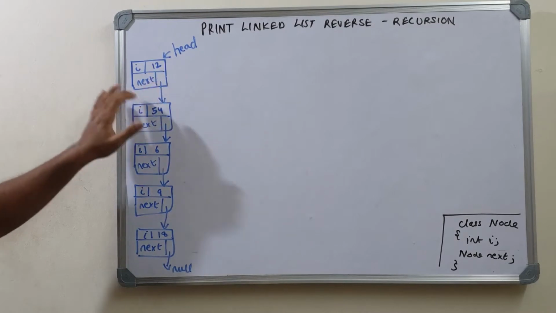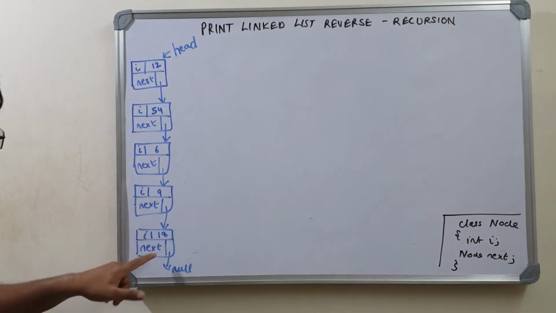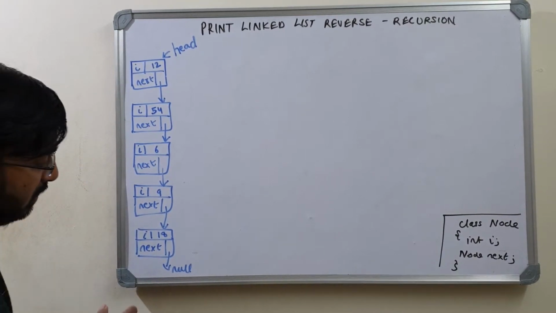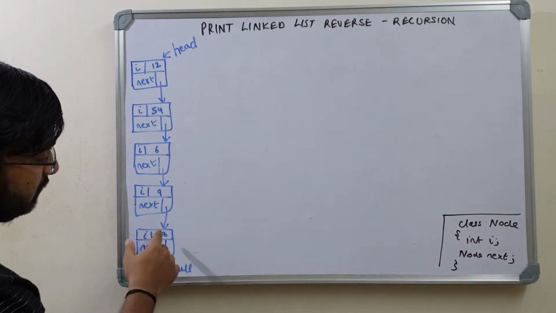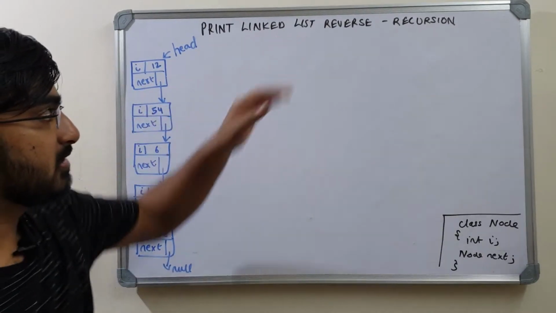The head is pointing to this location where i is 12, the next is 54, 6, 9, 18, and the next of the last node is null. So the expected output we want on the console is 18, 9, 6, 54, 12 in this order, so that the last node is printed first and the first node is printed last. And we'll achieve this using recursion.